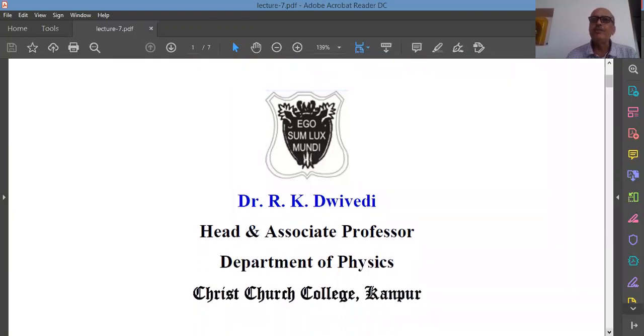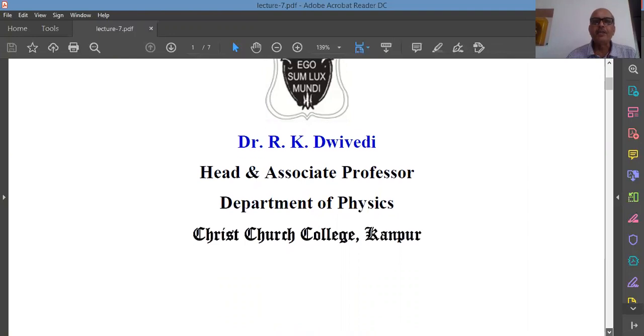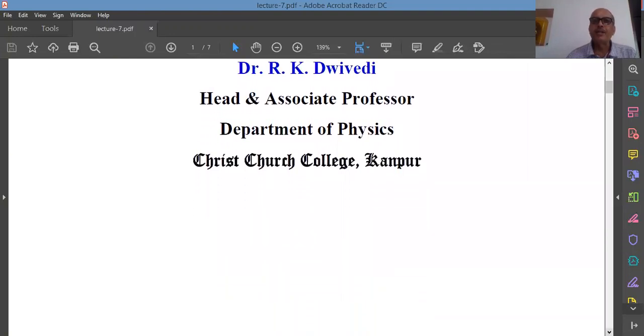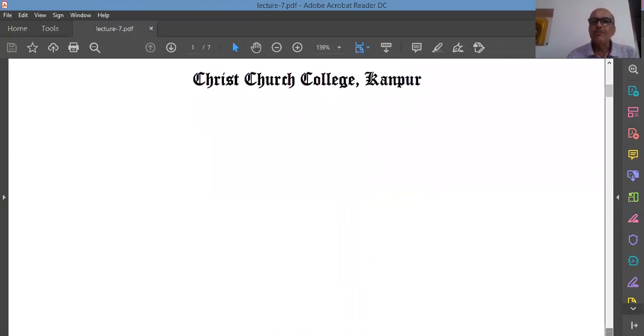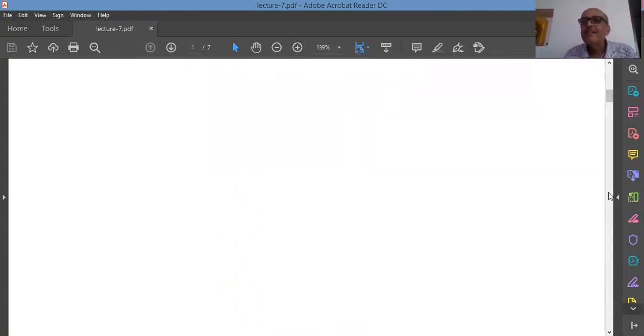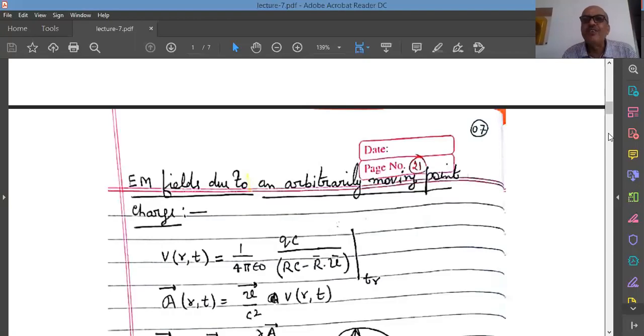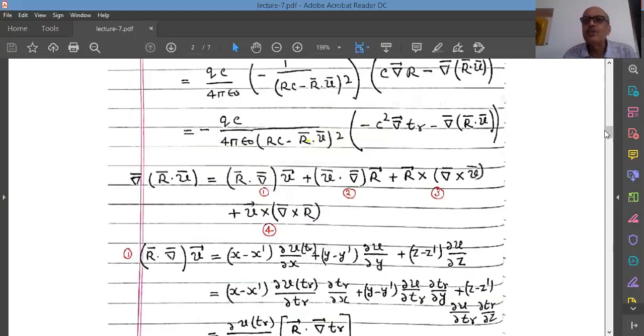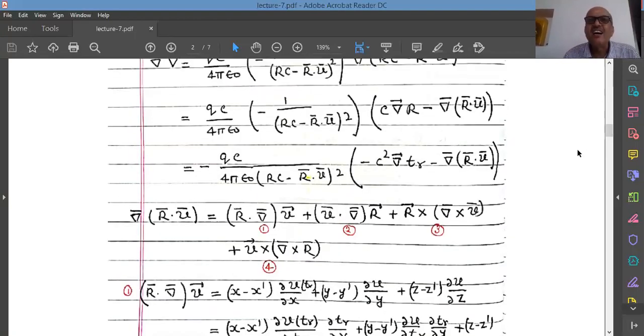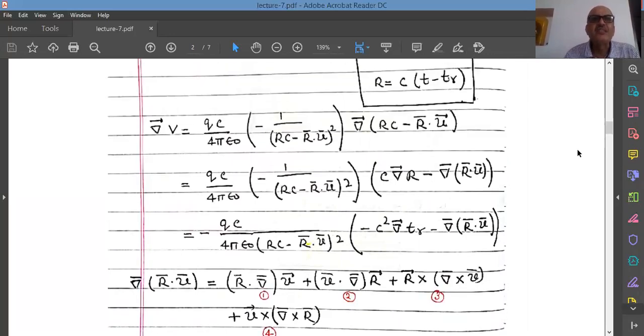So what we will be doing today is to find the electric field E and the magnetic field B using the Lienard-Wiechert potential or retarded potential. I will move on to that page that will give us what we have calculated. So these are basically the expressions.